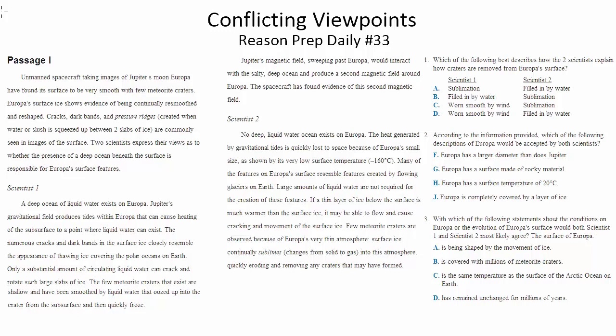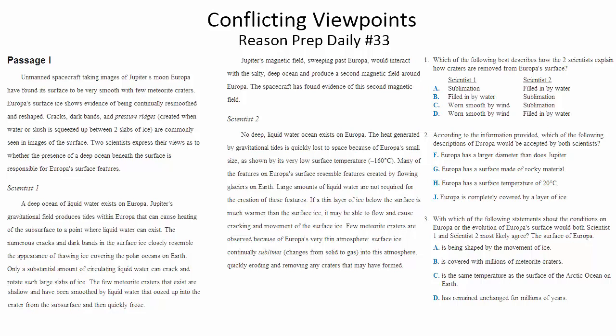Go ahead and try these 3 questions from an ACT science section from one of the conflicting viewpoints passages. So go ahead and try 1, 2, and 3. Your first task when you do a conflicting viewpoints passage is to read through the passage and get the basic idea of how the 2 scientists, or 3 scientists, or whatever, differ about a particular topic. That's the first step because often the questions you're going to see are related to that difference.